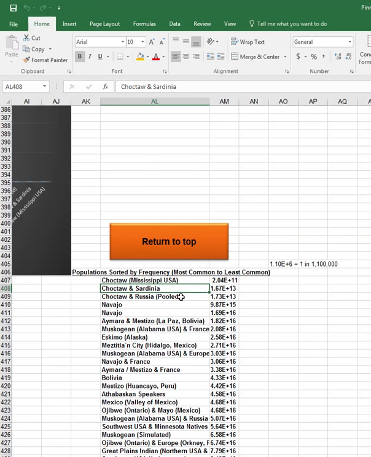And then this next population, the Choctaw in Russia, is probably just indicating an admixture with European DNA that's probably more recent, over the last 100 years or so. And then we have Navajo. This is the first strongest pure population, or most likely pure population, that we have.